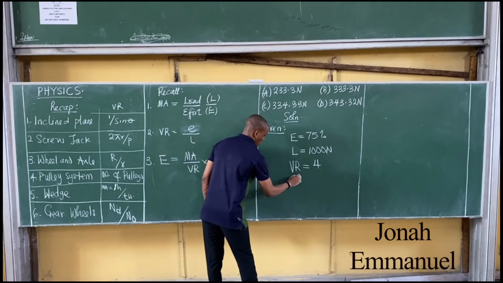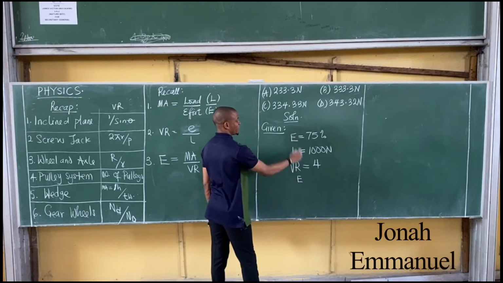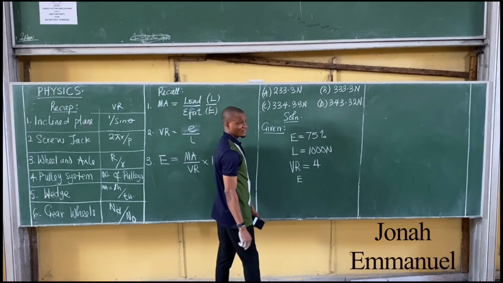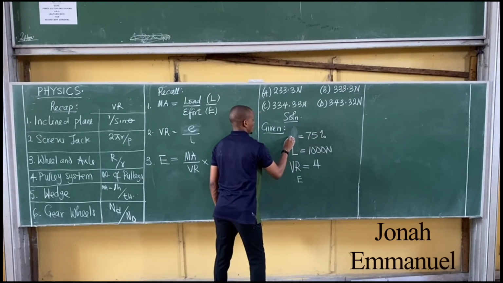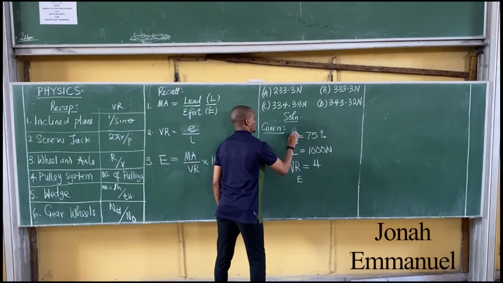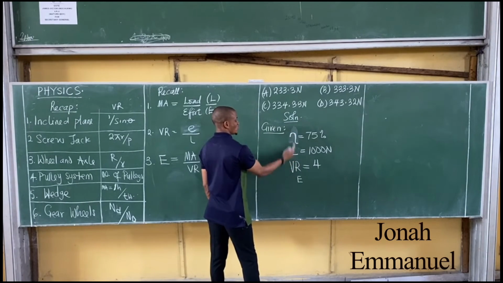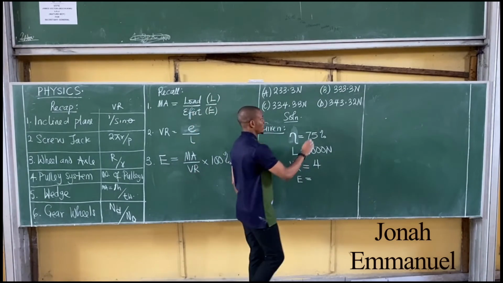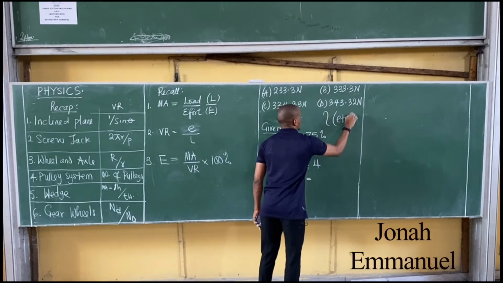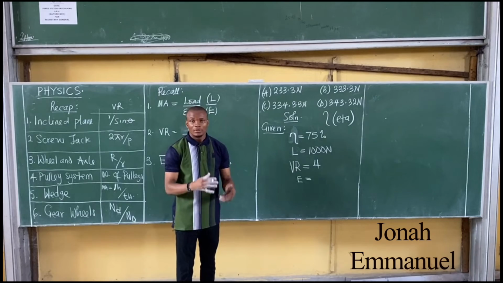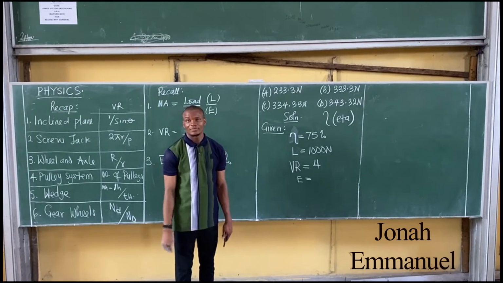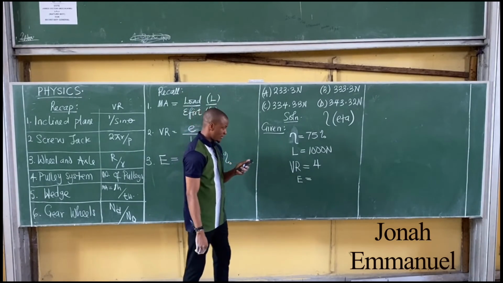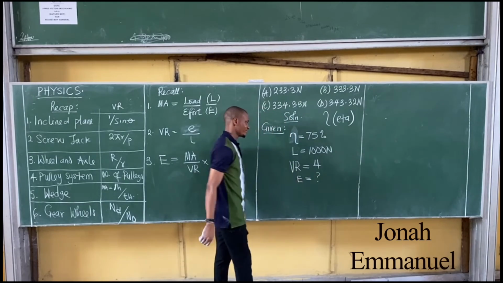Let me use E for effort. But there's an E for efficiency as well. Can we improvise? Usually in science there is a major symbol for efficiency. Since we have two E's, let me use one for efficiency. This is called eta, the Greek symbol, the generally accepted symbol for efficiency. So eta is efficiency, and I'm asked to find the effort.